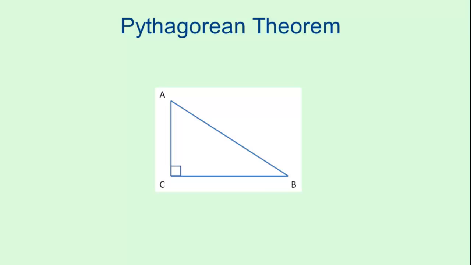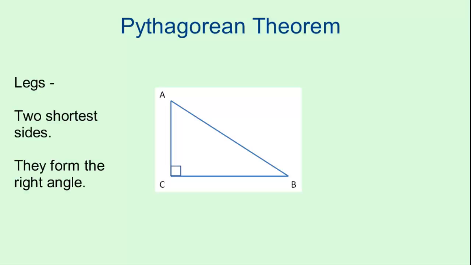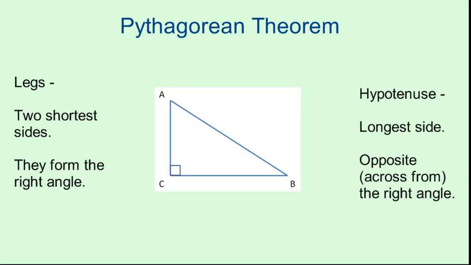So Pythagorean Theorem deals with the lengths of the sides of a right triangle and how they relate to each other. A little terminology. The legs are the two shortest sides. They also form the right angle. So in our triangle here, we would have leg AC and leg BC. The hypotenuse is the longest side, and it is opposite or across from the right angle, meaning it is the only side that is not involved in helping form the right angle. That's what an opposite side is.